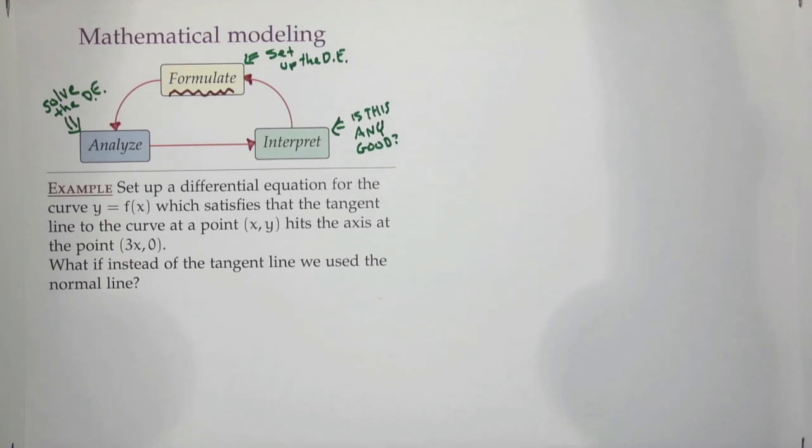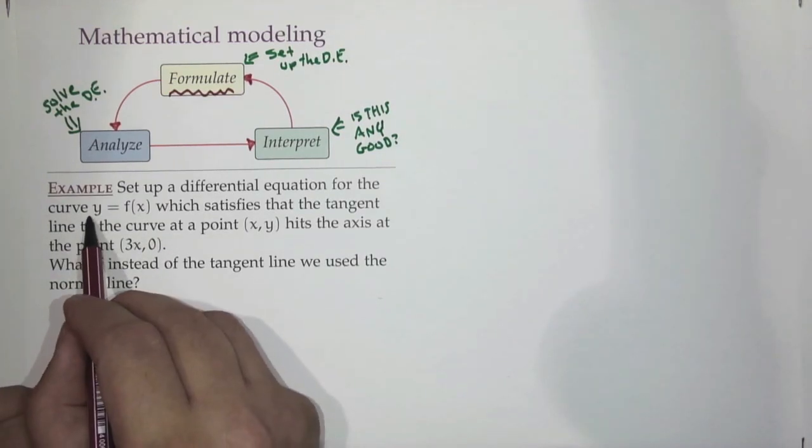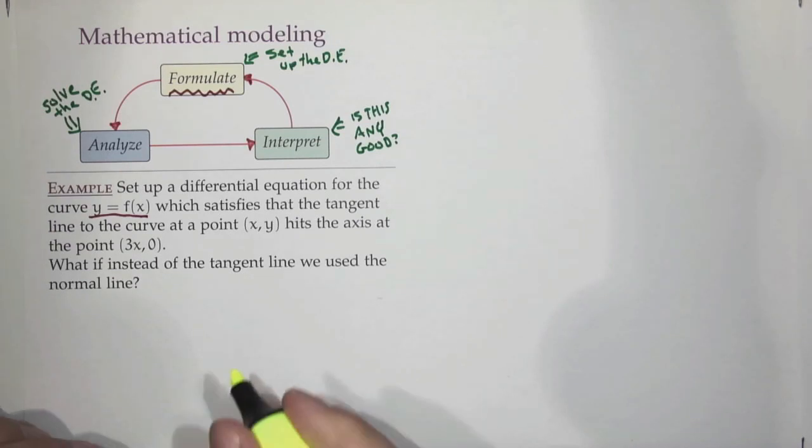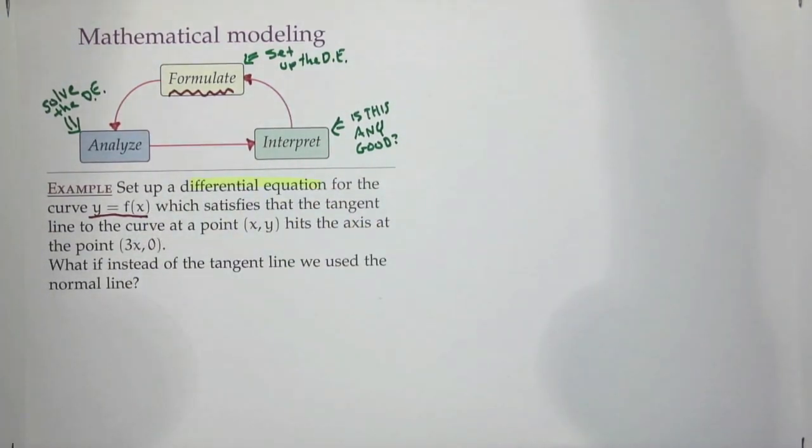Set up a differential equation for the curve y equals f of x, which satisfies that the tangent line to the curve at a point x comma y hits the axis at the point 3x comma 0. Okay, so there's some curve we don't know. So there's this function that describes it. And we're told something about the tangent line. Now, a couple things jump out to us. One is it says, set up a differential equation. You might say, where's the derivative? Well, we'll get to that.